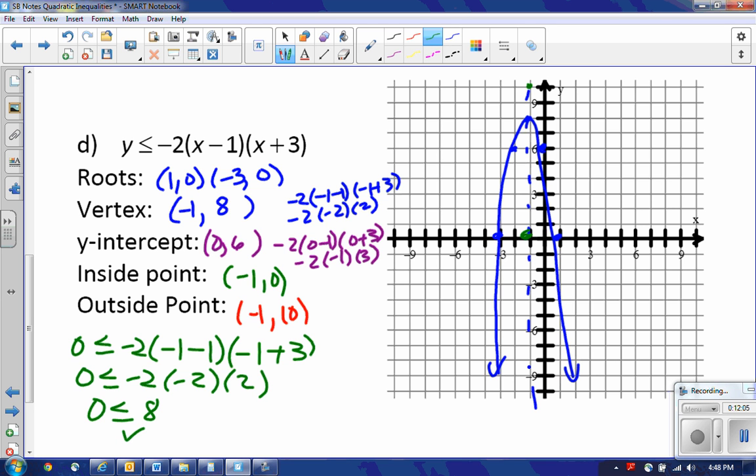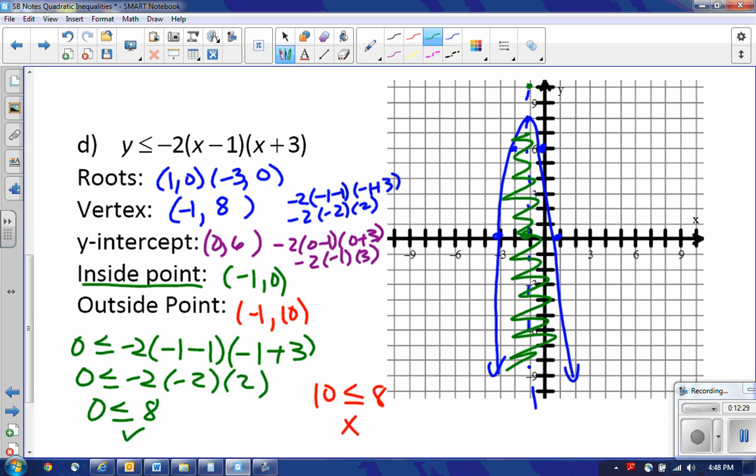8. And that is true. Let's test it outside. 10 is less than or equal to, we're going to have the same arithmetic because I used the same x value. 10 is not less than 8, so my correct point is the inside point, and that's where I'm going to shade.